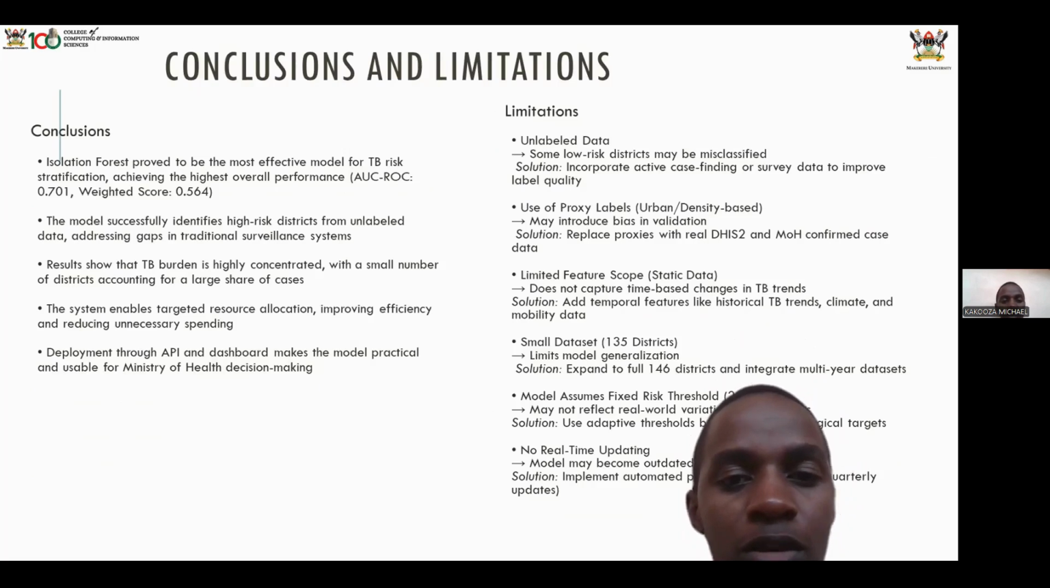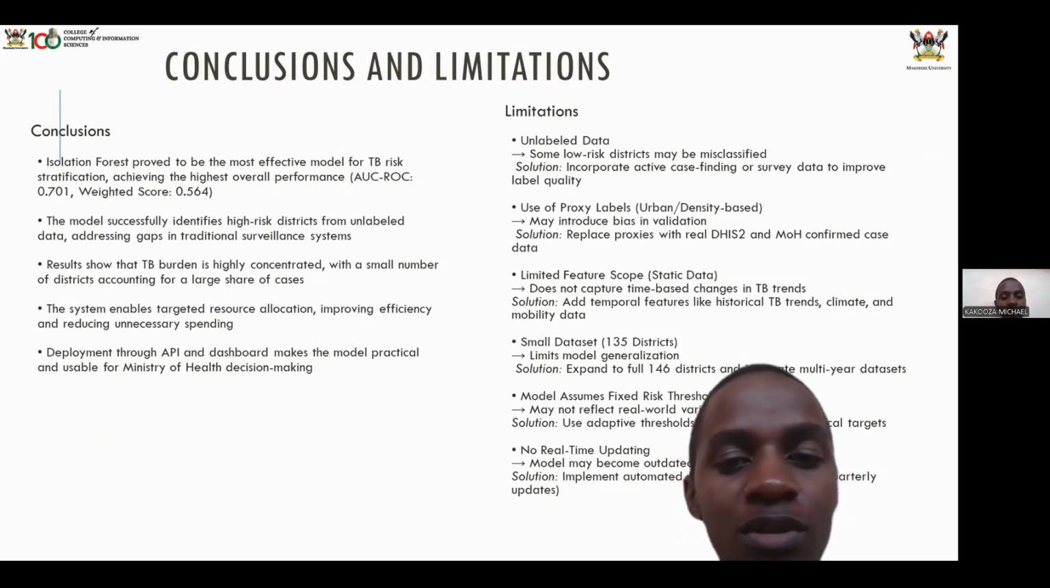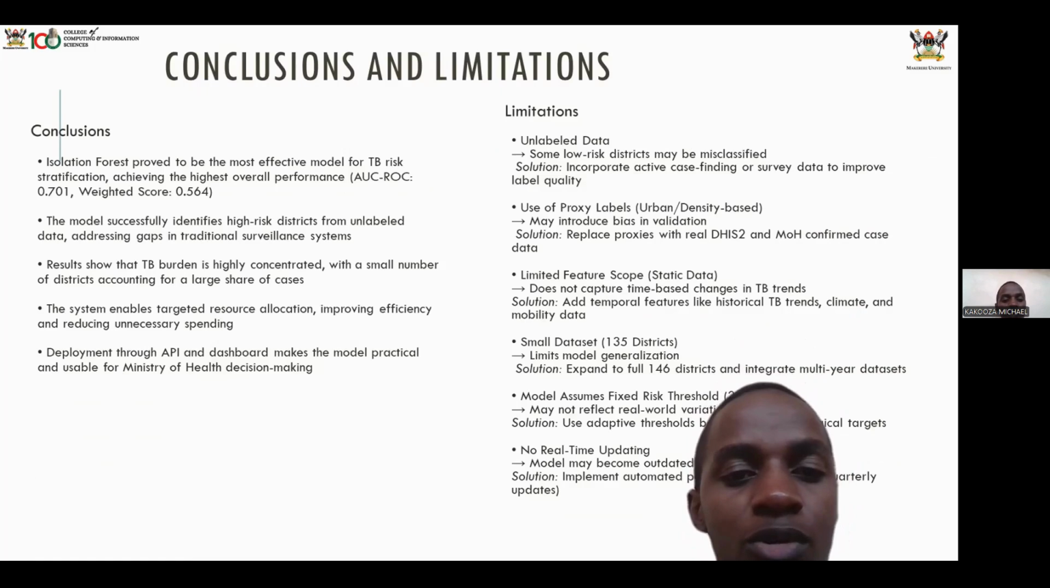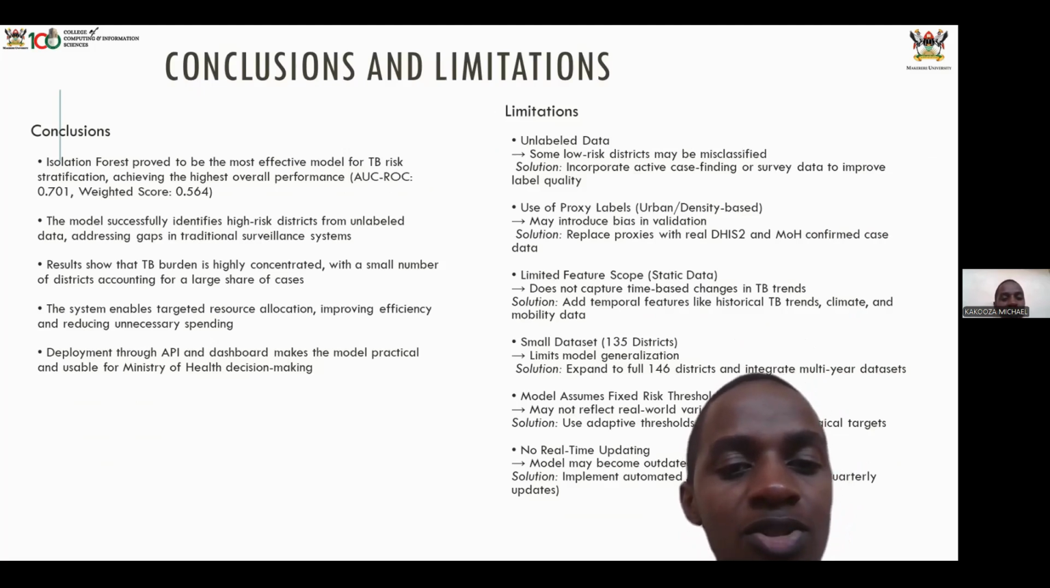So in the conclusions, isolation forest proved to be the most effective model for TB risk stratification, achieving the highest overall performance, and successfully identifying high-risk districts from unlabeled data, addressing gaps in traditional surveillance systems.